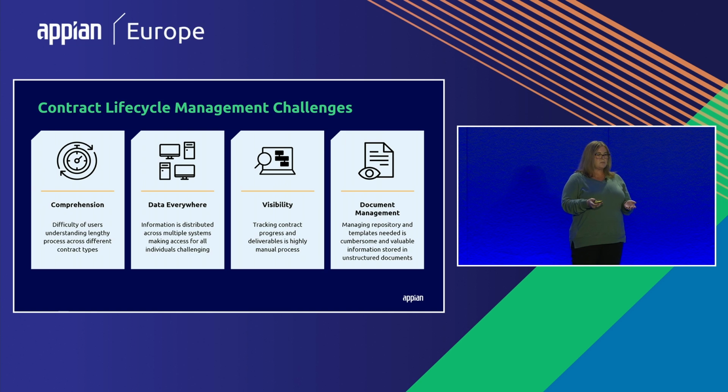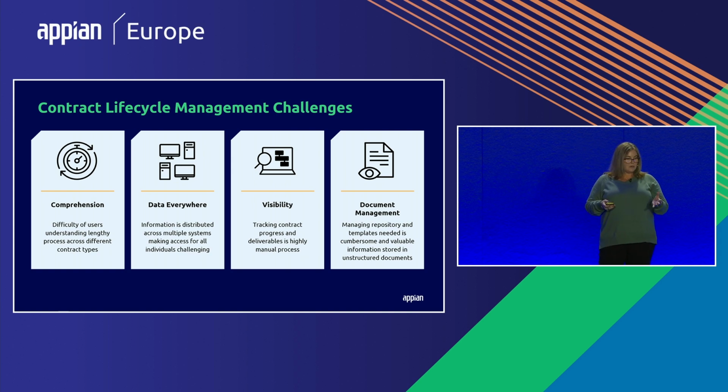So let's talk about some of the common challenges that we've heard in the contract lifecycle management space. Appian's been working in this space for a long time, for most of our existence. The core challenges have always been knowing where each contract is in the process, who it's with, what they're supposed to be doing with it, and where it's supposed to be going next. And there are long delays because you don't have visibility into what is happening.